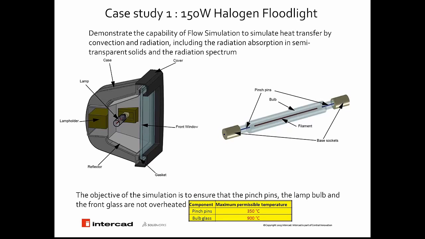So we're considering a halogen floodlight with an aluminum housing, or a case, as you can see in the picture. That contains a quartz glass front window and also an aluminum internal reflector, a ceramic lamp holder, and finally a lamp, a 150 watts linear halogen lamp here.